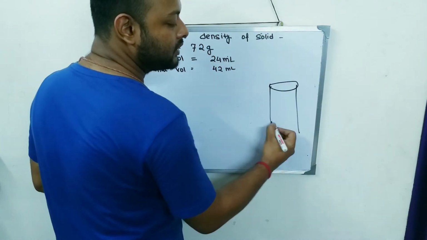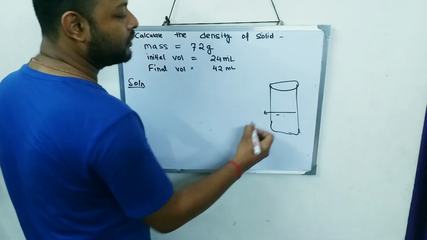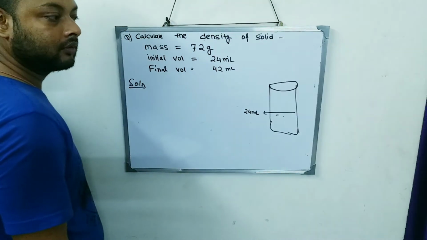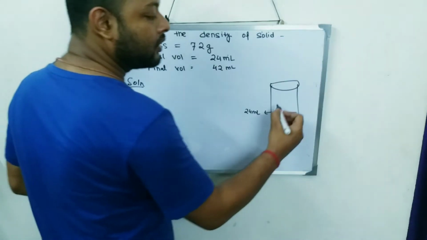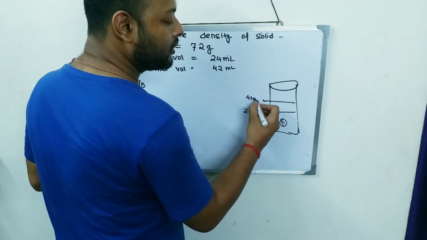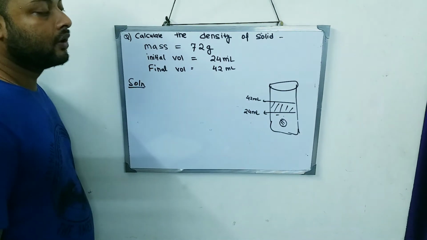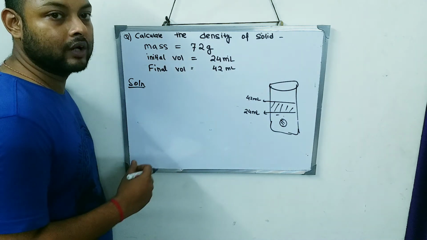We have the measuring cylinder. Initially the amount of water that we have is 24 ml, and as we put the solid inside, the water increased to 42 ml. Okay, this is the increase. So I need to find... Firstly, mass is very easy, mass 72 gram.